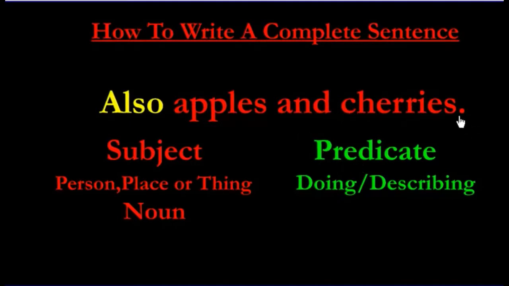How could we make a predicate if I asked you to make me a predicate for this? What could you say? You could say, also, apples and cherries are delicious. There, by writing "are delicious," you're describing them. You're describing the way they taste. But here it was just "also apples and cherries." If you go up to your friend and say, "Hey, also apples and cherries," your friend's going to be like, "Hey, what are you talking about? What about the also apples and cherries? What else do you want to tell me about it?"